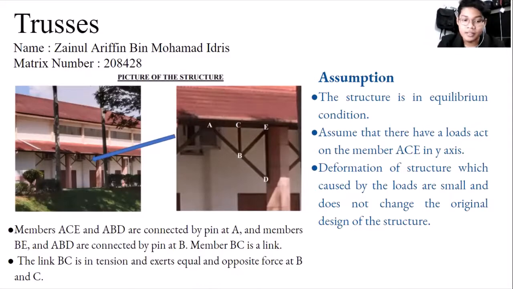Member BC is a link, and we assume that link BC is in tension and exerts equal and opposite force at B and C. Other than that, the structure is in equilibrium condition, and we assume that there is a load acting on the member ACE in the y-axis. Lastly, we assume that the deformation of the structure, which is caused by the loads, is small and does not change the original design of the structure.